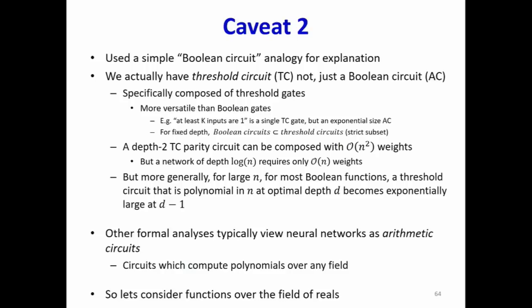it's not very clear how exactly to analyze circuits of threshold gates, but in general, there's a lot of proof that for large n, for large input, for most Boolean functions, a threshold circuit that's polynomial in n at optimal depth can become exponentially large in the number of units if you just reduce the depth by just 1. Which again goes back to say that if you fix the depth of your MLP, then the vast majority of functions that you would like to express with it are not going to be expressible. Right?